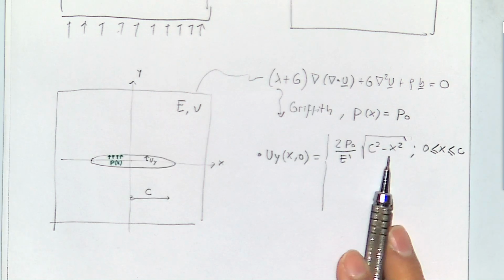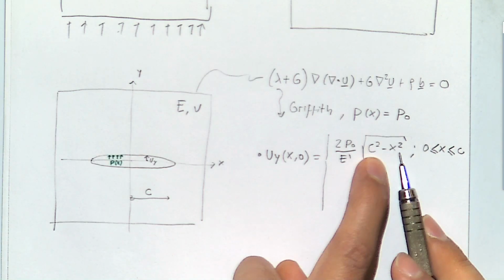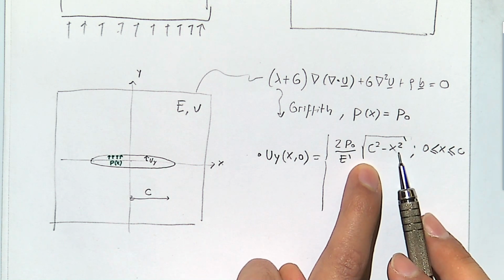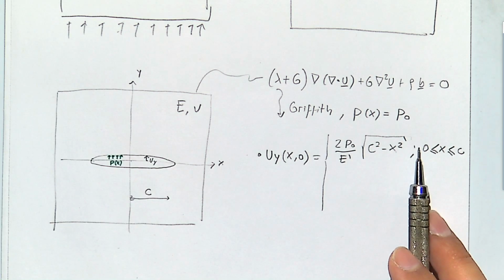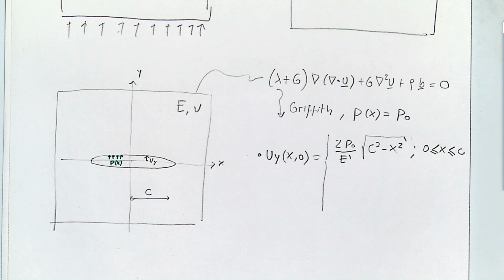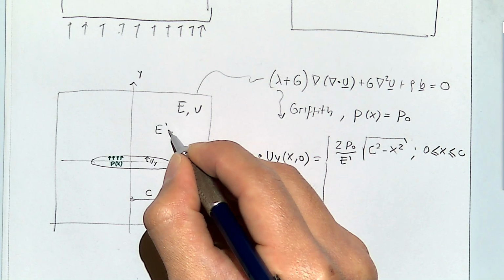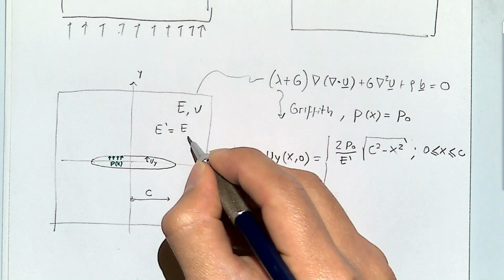Probably you can recognize from this equation that it has some square terms and a square root. This is an ellipse. So this is where the ellipse comes from. The plane strain modulus is equal to this.